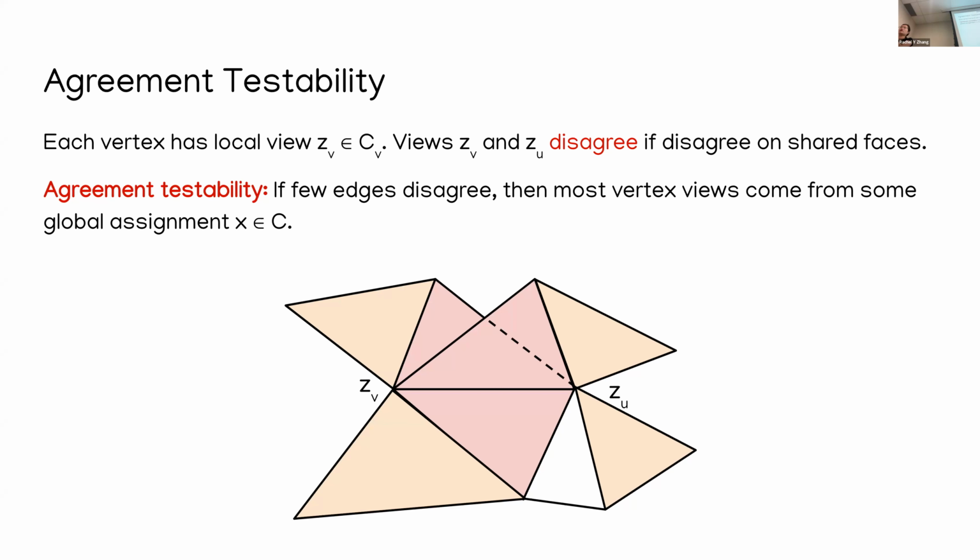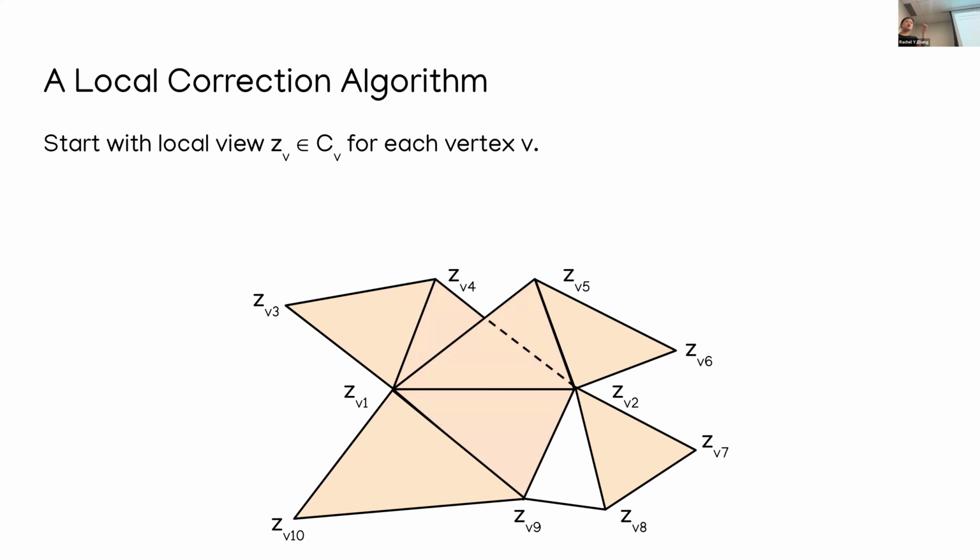So maybe let's try to prove agreement testability and see what happens. We have this mind game, right? Each vertex has a local vertex view, and we would like to find some global assignment that will explain all of these local views. How do we find this thing? We start with these local views, and let's do the following operation. Both are disagreeing edges, so like Z_V3 and Z_V1 don't agree on their shared faces.